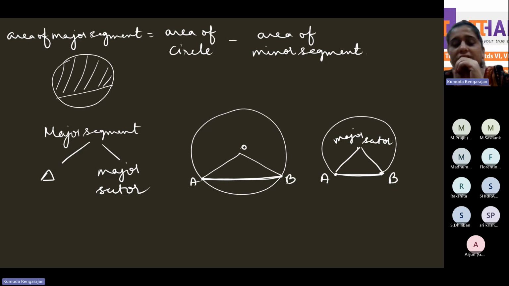The major sector and the triangle together make the major segment. So if you have the area of the triangle and the area of the major sector, simply add the two, and you will get the area of the major segment. You don't have to find it separately. In MCQs, they'll give you the area of the triangle and the area of the major sector, and ask you to find the area of the major segment. That is why we have to discuss all this.